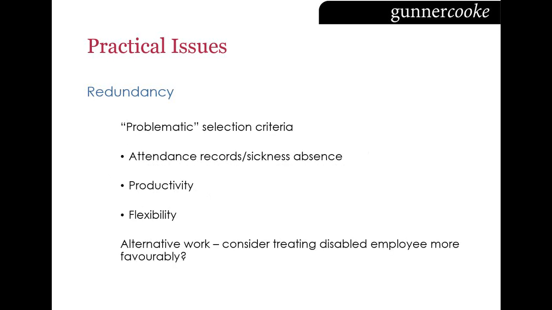So problematic selection criteria are attendance records and sickness absence records. Because clearly, if you are going to include this, it's going to have a disproportionate impact. It's going to place disabled persons at a substantial disadvantage compared with non-disabled persons. So this gives rise to the duty to make reasonable adjustments.